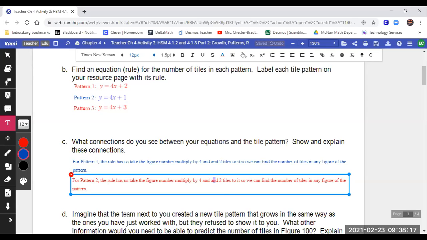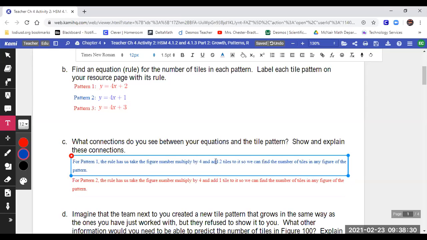This should say add. That was a typo. Add 1 tile. So I'm going to fix it up there in a second. Take off the S because it's not plural, right? That should have been the word add. Sorry. Okay. Is the description for pattern 3 going to be different?